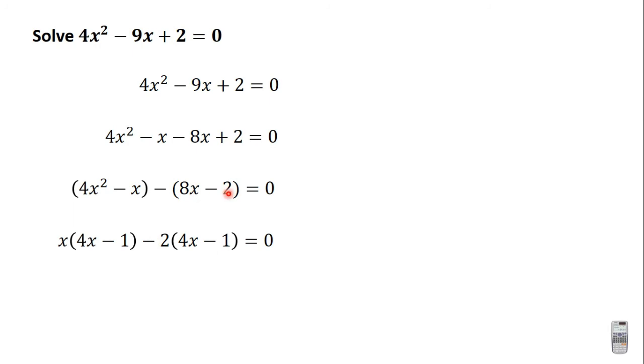8x minus 2. The common factor is 2. So we bring 2 outside the bracket. You have minus 2 into bracket 4x minus 1 is equal to 0. 4x minus 1, 4x minus 1. So we pick one of them.